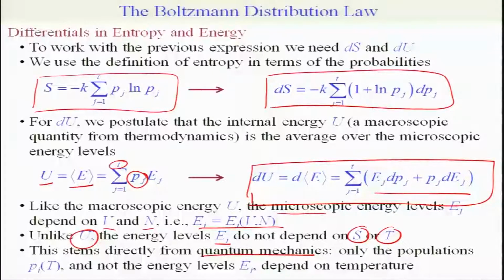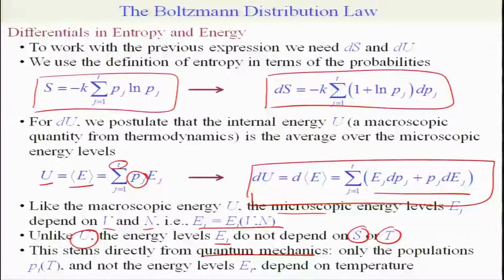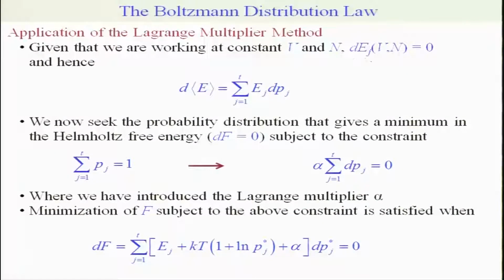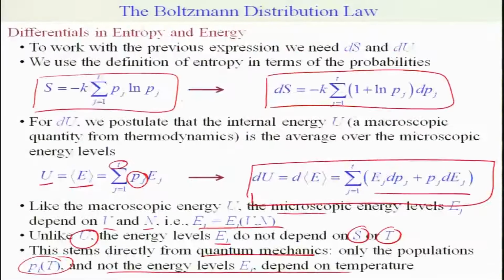It says that for a given system you have fixed energy levels, and what varies with temperature is basically the population of these energy levels, not the energy level itself. So, the energy levels do not depend on the temperature, but the population of the energy levels depends on the temperature. So, with this we can simply say that at constant V and n, this is going to be 0. In other words, we can write the differential of the average energy as simply E dp. So, that means this part goes to 0.